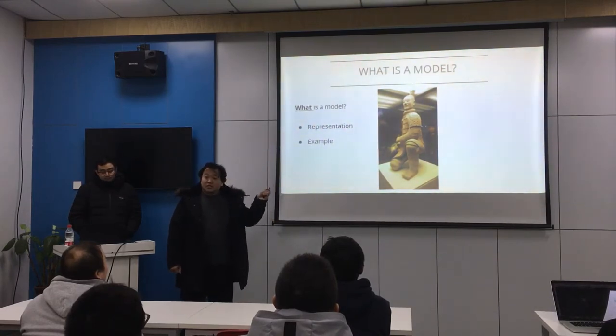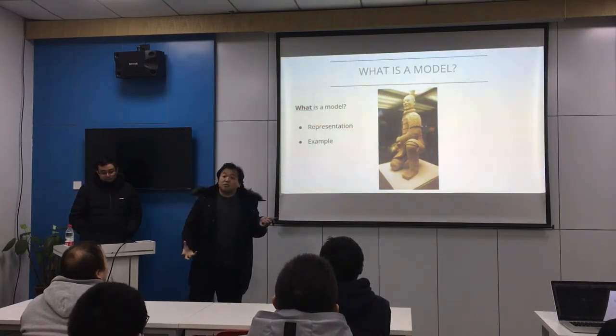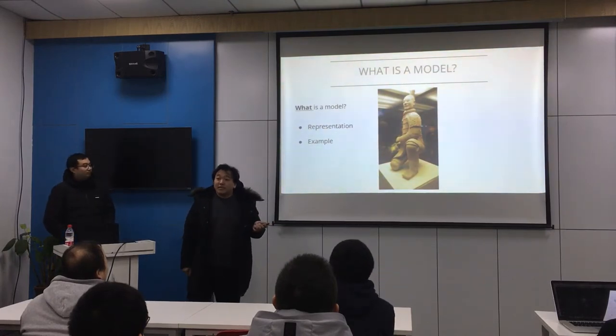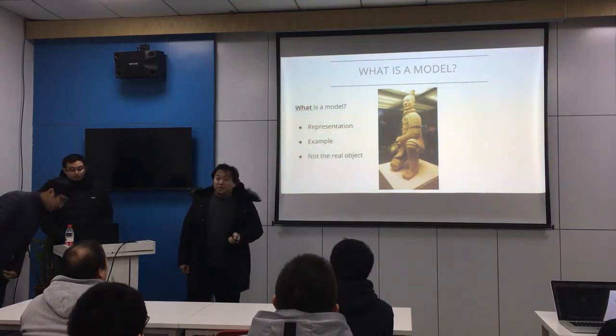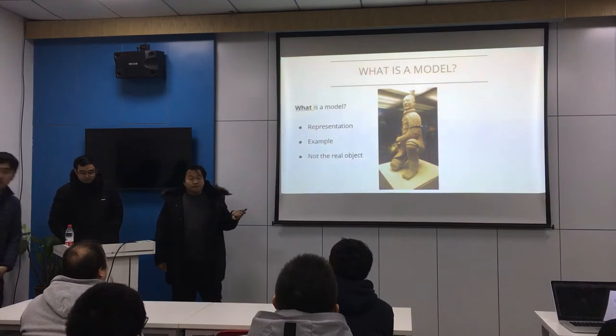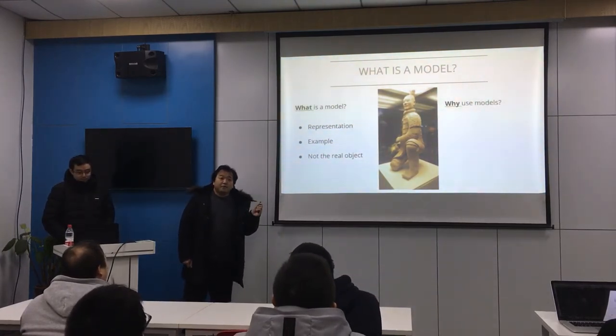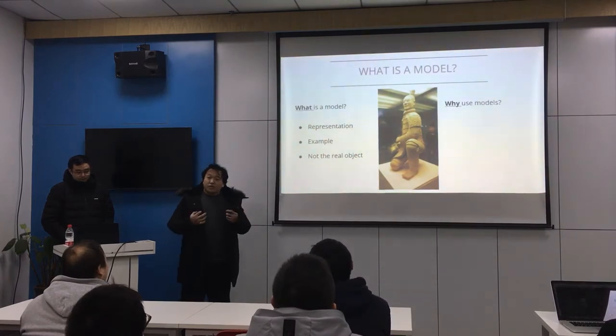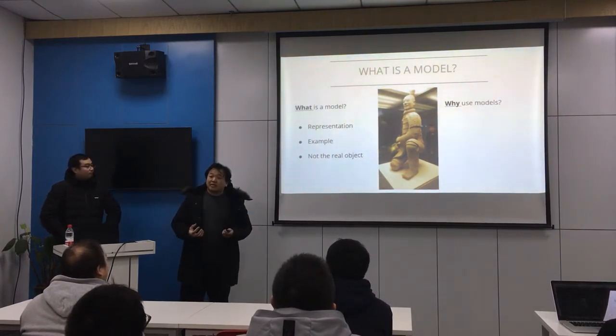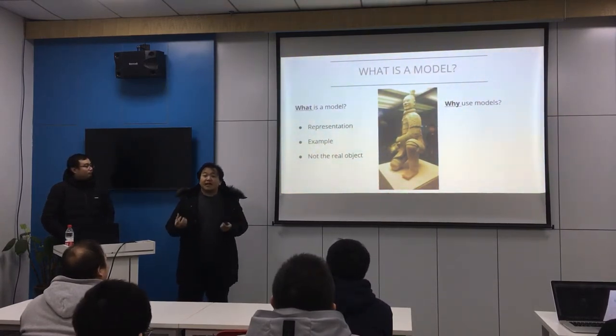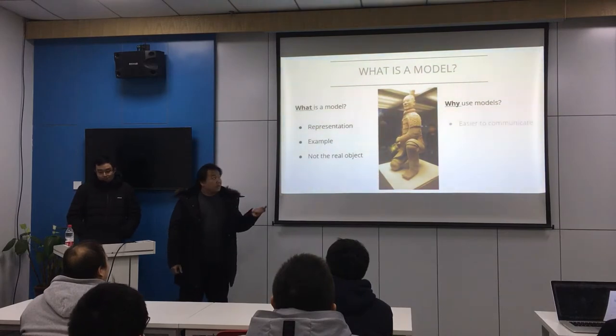But a model, this is just a picture. It's not the actual object. The actual object is in a museum somewhere. So a model is not the real object. Why do you want to use a model? From the previous example, you know that when I try to describe the characteristics, it's difficult. People might have different ideas what it is. Whereas if I show you a model, it's easier to communicate.